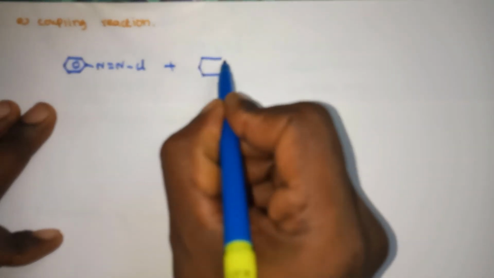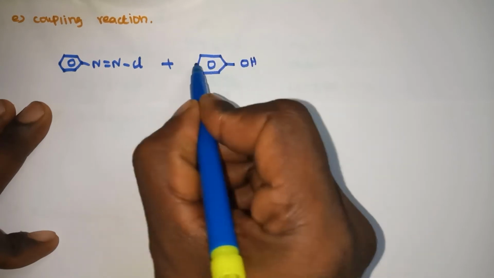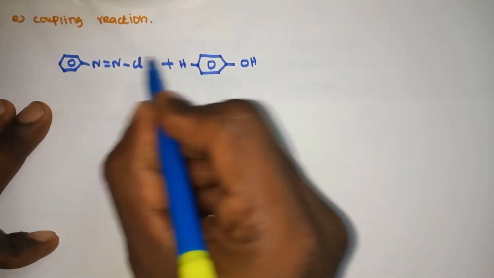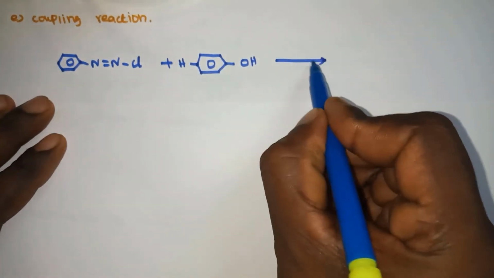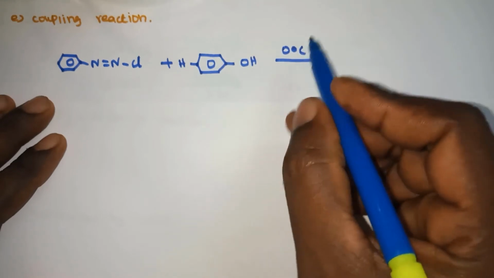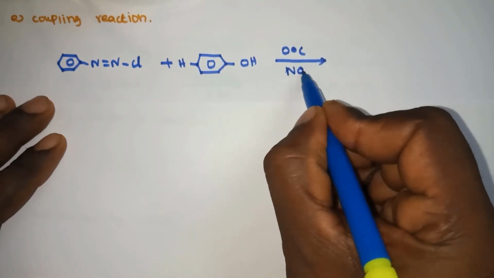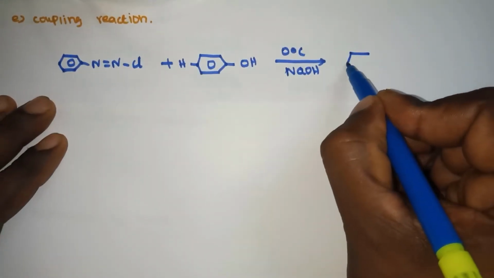This is benzene diazonium chloride reacting with phenol in the presence of sodium hydroxide at 0 degrees Celsius to form para-hydroxyazobenzene.